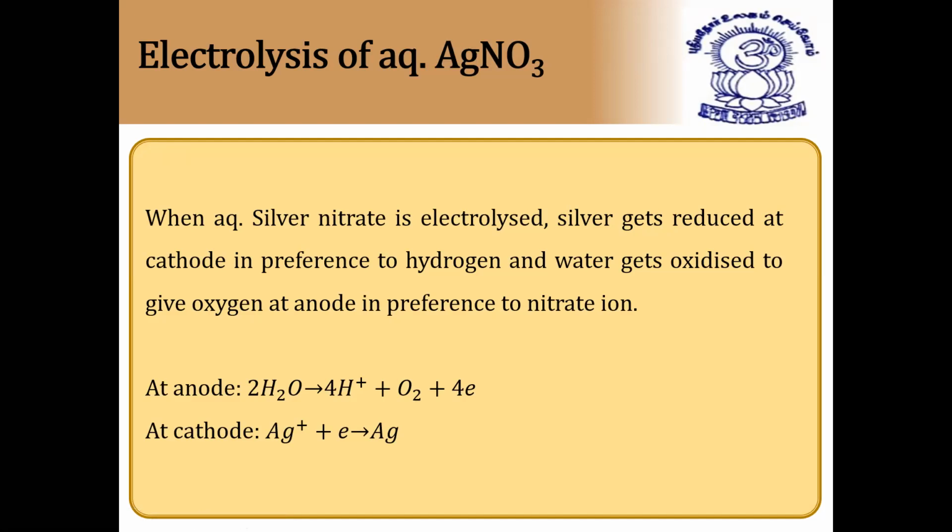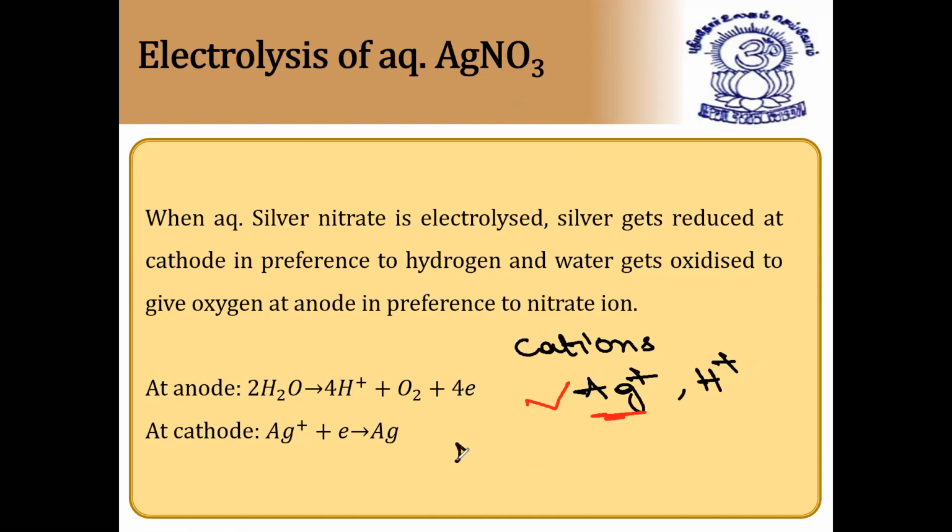First I write two cations. When aqueous silver nitrate is electrolyzed, we'll get two cations: silver ions, Ag plus, and H plus. In between these two, Ag plus will be deposited because its position is low in the electrochemical series. Next, in between the two anions.